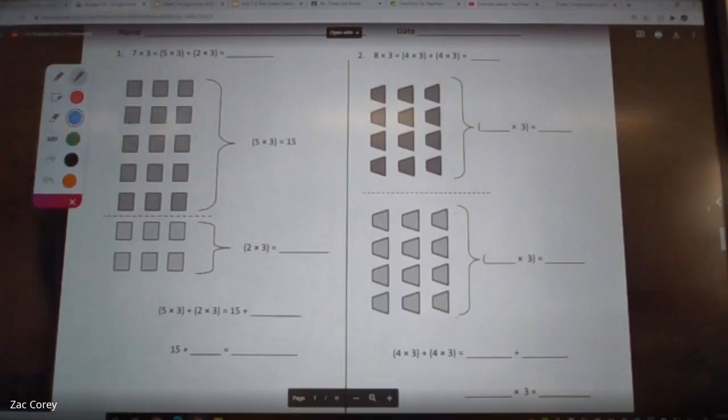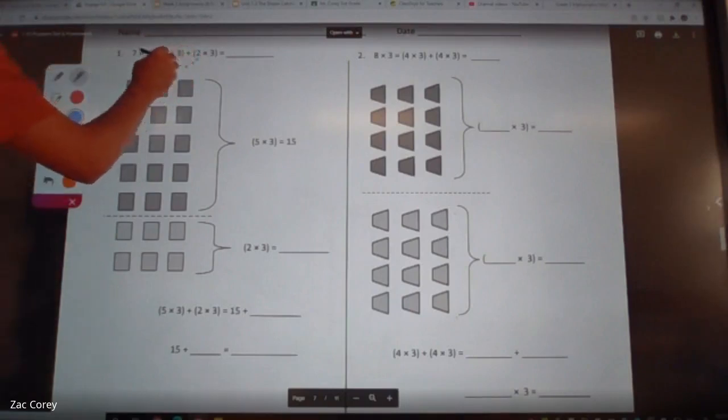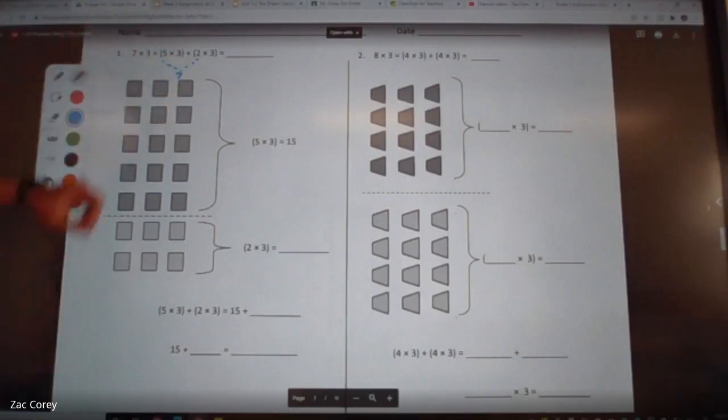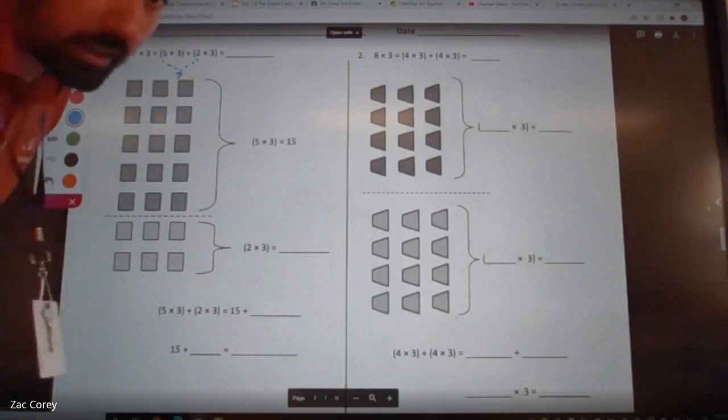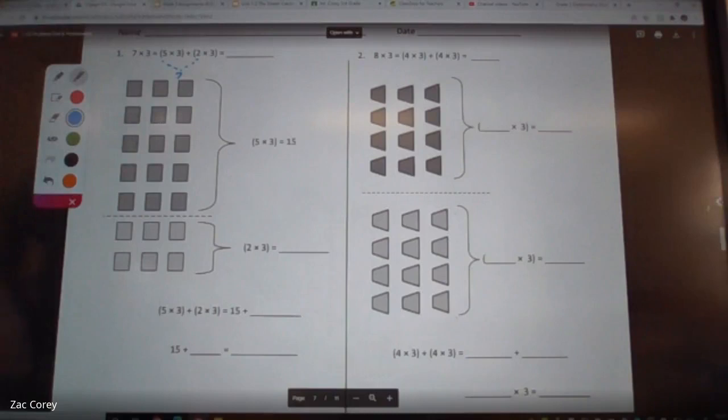Let's take a look here. Number one, at the very top, it says 7 times 3 equals, it's the same thing. So 7 times 3 is the same thing as 5 times 3 plus 2 times 3. The reason is because 2 plus 5 equals 7. So if we just break that up a little bit and do two separate multiplication equations, then we'll get the same answer, okay?